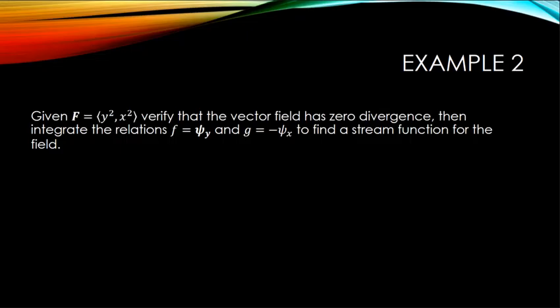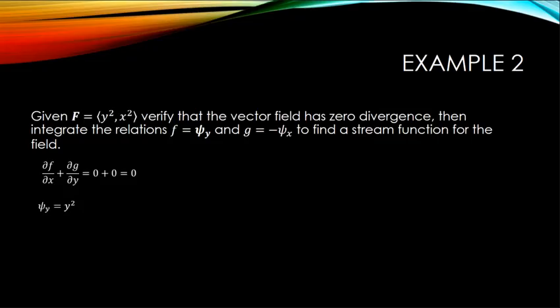If I'm given a vector field f equal to the vector with components y squared, x squared, let's verify that the vector field has zero divergence and then integrate the relations f is equal to psi sub y and g is equal to negative psi sub x to find a stream function for the field. The partial of f with respect to x plus the partial of g with respect to y will give me 0 plus 0 is equal to 0, so I do have zero divergence, and this is a source-free field.